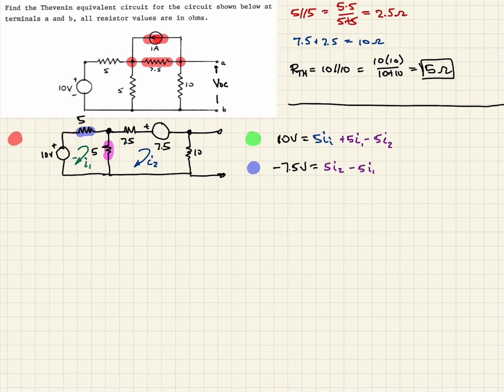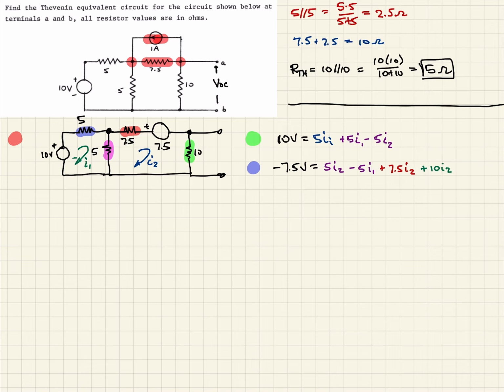Okay. So then we also have this 7.5 resistor. The only one that goes through that is I2. So then that'll be a plus 7.5 I2. And then finally, we have this 10 ohm resistor here. And again, the only thing that goes through that is I2. So then that'll be plus 10 times I2.